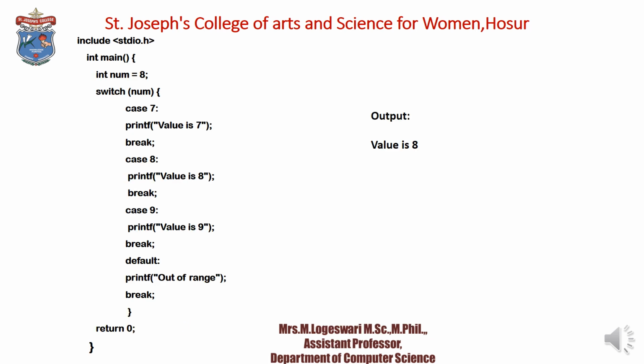In the main function, num equal to 8, what does that mean? The 8 is given to num. So switch of num, the expression has the value 8. Which case matches? The second block will match, so that block will be executed. The printf statement prints, value is 8. Suppose we give num equal to 11, so the case value does not match the expression, and it automatically moves to the default section. The output we get is, out of range.